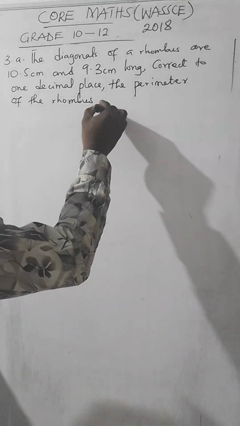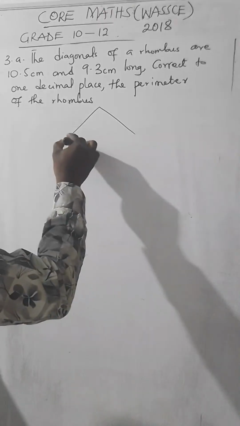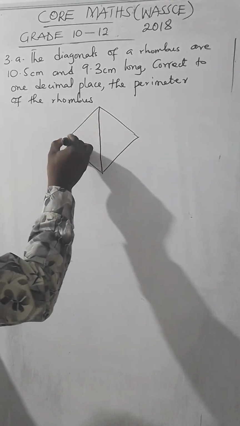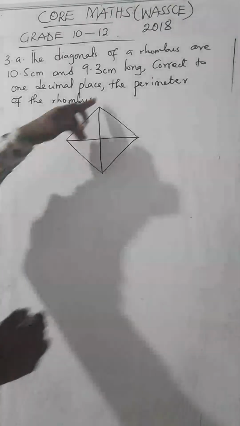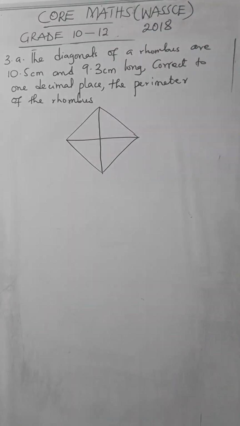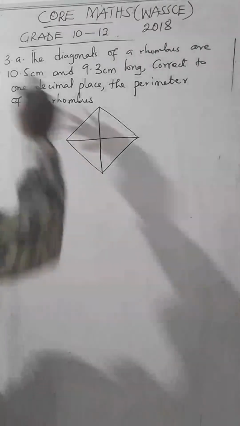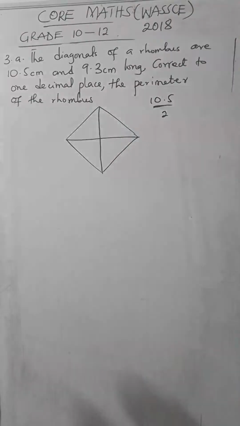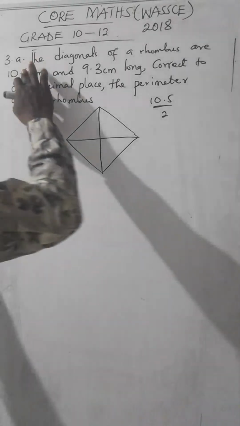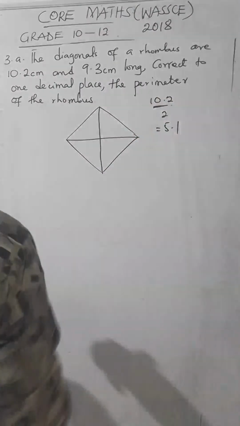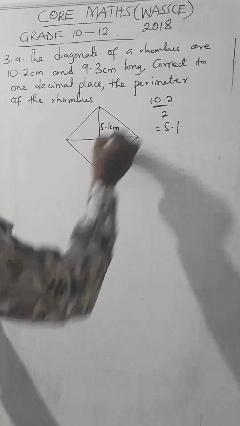So if this is a rhombus which is having all the sides equal, then one of the diagonals will be like this, the other one also like this. So one of the diagonals is 10.2. Since the sides are the same, the diagonals also bisect each other at equal length. So we divide the 10.2 by 2, which we will get 5.1. So here is 5.1 centimeters.